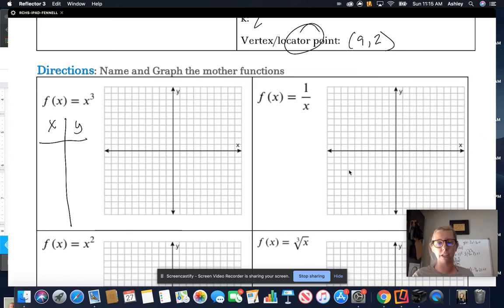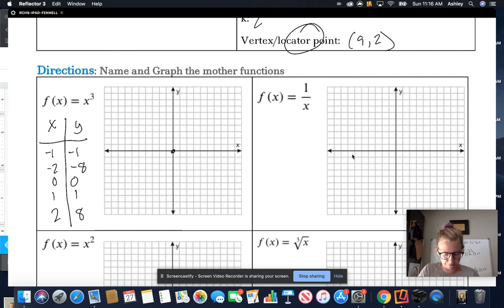Now notice on all of these mothers, these are all mother functions, and because they're all mother functions, the locator point is always at 0, 0. So the vertex or the locator point of every single one of these is going to be 0, 0. So I'm always going to pick negative 2, negative 1, positive 1, positive 2. Okay, 0 is going to give me 0 every time. When I take negative 1 and I cube it, I get negative 1. Negative times a negative is a positive, times a negative again, spits out a negative. Negative 2 cubed is negative 2 times negative 2 times negative 2, which is negative 8. Positive 1 cubed is positive 1, and positive 2 cubed is positive 8.